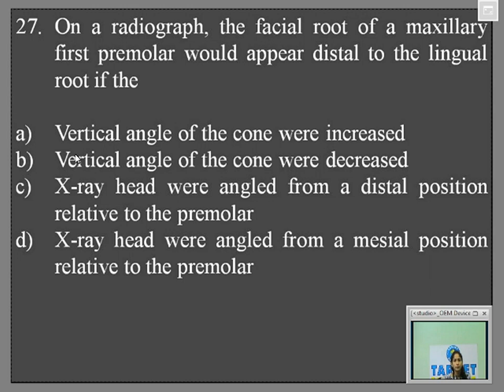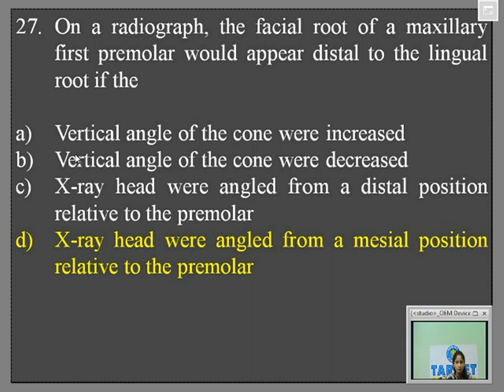On the radiograph, the facial root of the maxillary first premolar would appear distal to the lingual. So, how is the head angulated? So this is very commonly known as your slope technique. Okay, please write down the various names to the slope technique: the Clark technique or the Wharton projection. Clark technique or the Wharton projection is same as your slope technique.